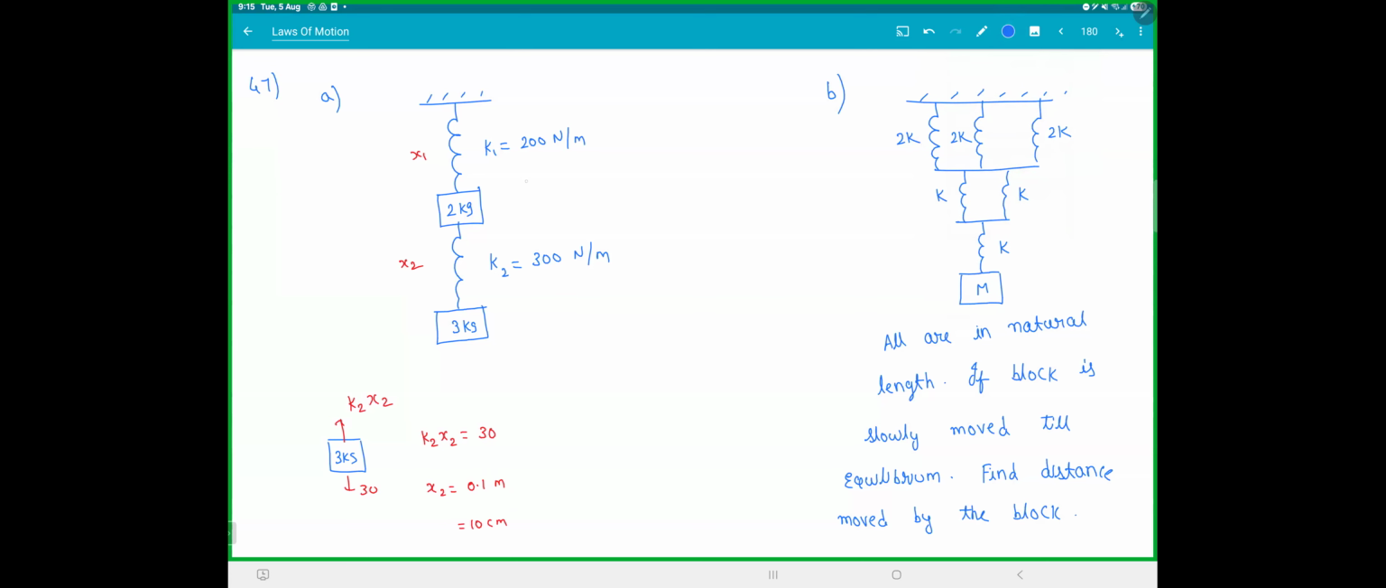Same thing. Now I can take this whole thing as one system. That is easy. Just to show you, I'll take the 2 kg block as a system. Then this will be K1 X1. The upper spring is pulling up. Remember, springs are pulling because they're stretched. Your own weight is 20 and the lower spring is pulling, which is K2 X2. You could have taken 2 and 3 together. That would have been easy. So K1 X1 is equal to 20 plus K2 X2.